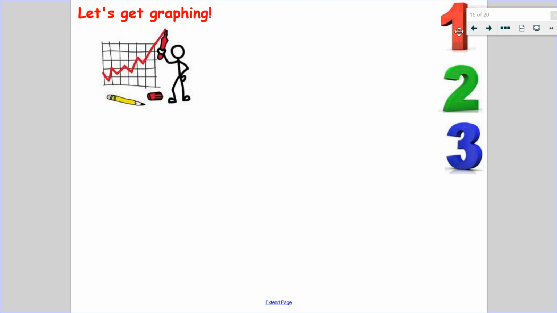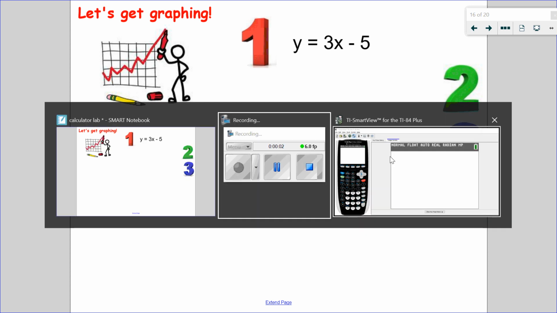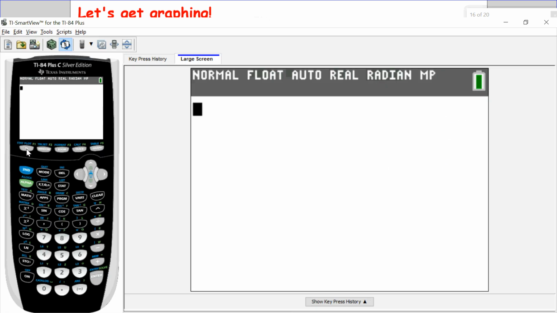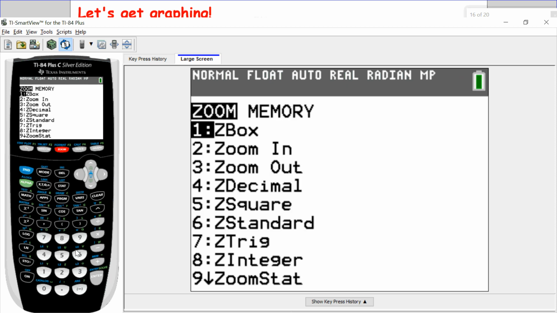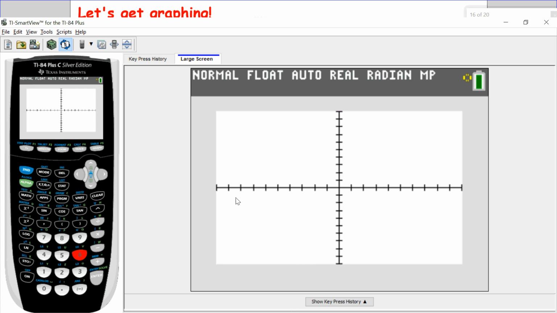So let's get graphing. I have 3 examples for us to do. So for the first example, I have 3x minus 5, and I want to find the x and the y intercept. So first things first, let's go into our calculator, into the y equals, and I will enter in 3x minus 5. Let's hit graph. Now I don't know what my last window setting I used was, so I'm going to do zoom 6 to snap me back to the standard window setting. So there goes my graph.